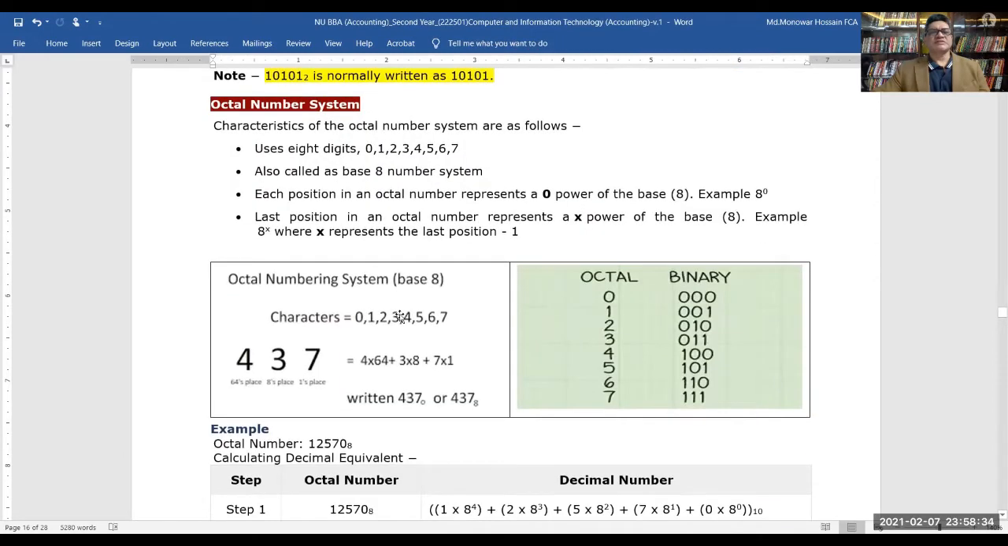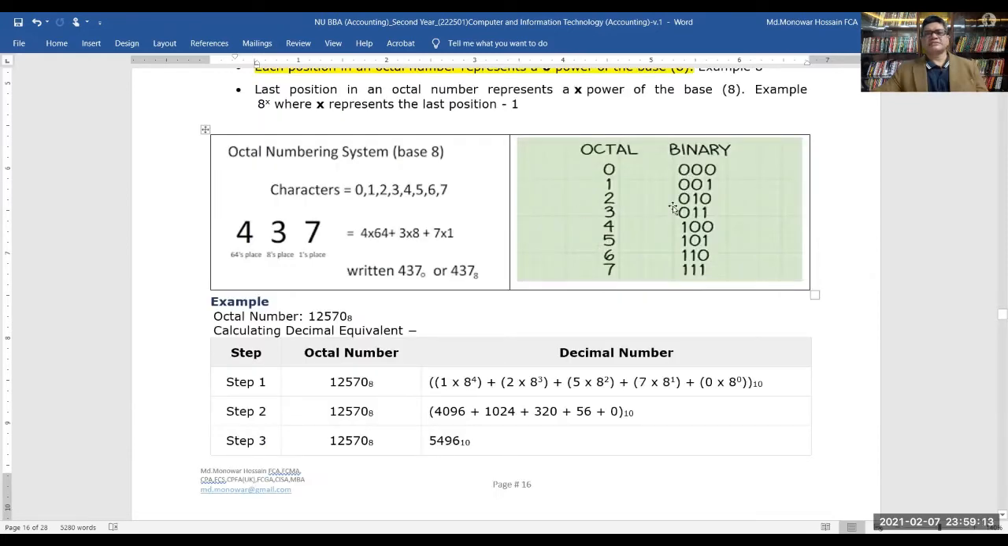Now the octal number system. Octal numbers have 8 digits, 0 to 7. That means 0, 1, 2, 3, 4, 5, 6, 7. It's also called the base 8 number system. Each position of an octal number represents a power of the base 8. So look here on the right side, binary numbers and octal numbers, the difference between both. If binary is 111, the octal is 7.